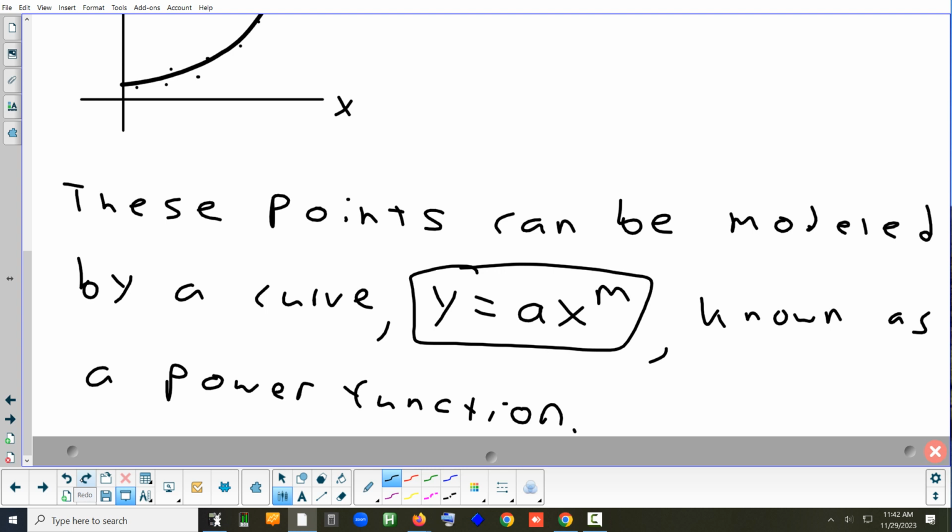So this is purely going to be a calculator thing. There is a way you can do it by hand. Obviously, if the calculator can do it, there's a way to do it. But we don't look at how to do it by hand. Right, so first thing, let me show you where the power function is on the calculator.